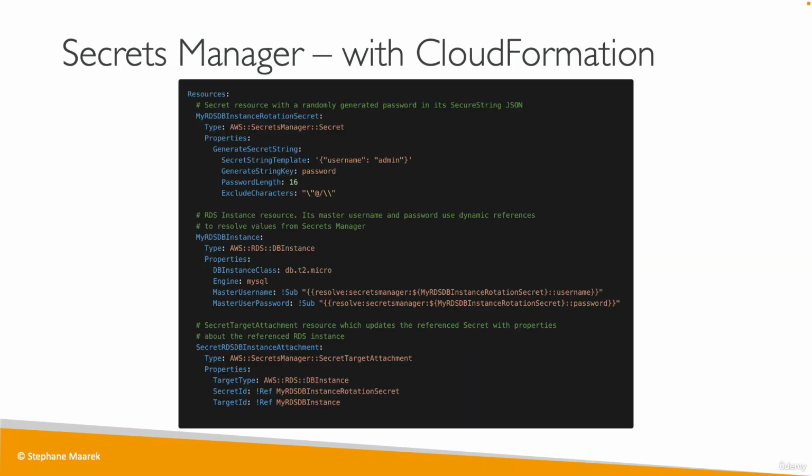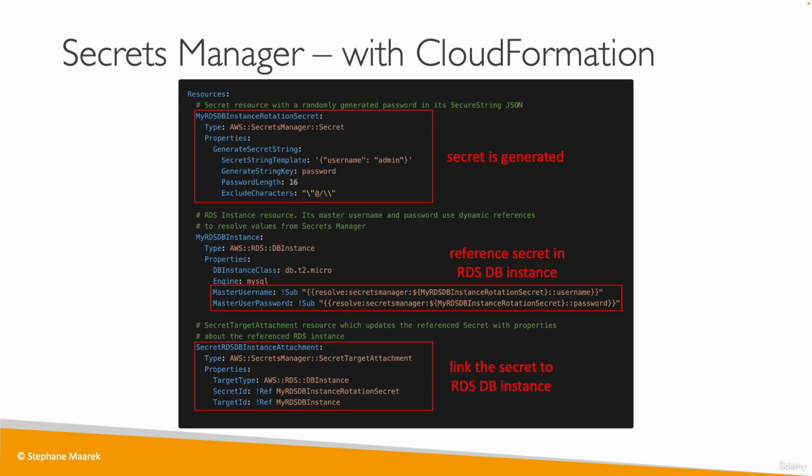Okay, so this is the kind of template that would create a secret with Secrets Manager within CloudFormation. And so in the first part, we generate the secrets, okay? Then in the second part, we're going to reference the secrets in your RDS DB instance. And then in the third part, we create what's called a secrets attachment, which is going to link the secrets to the RDS DB instance. And this is going to tell Secrets Manager that in case of rotation, you need to also change the password in your RDS database itself.